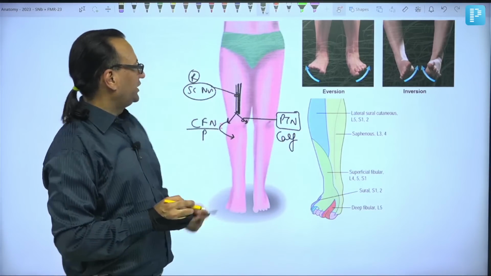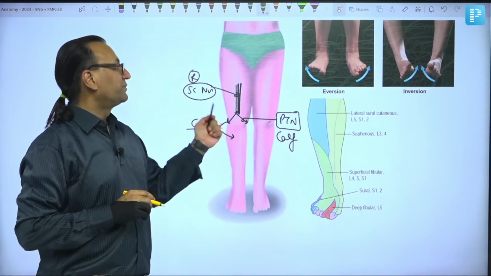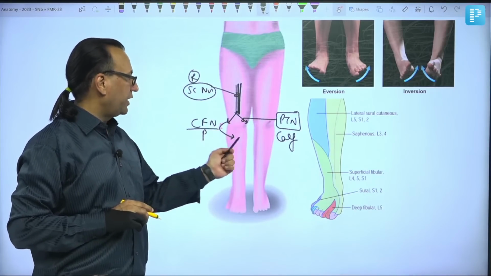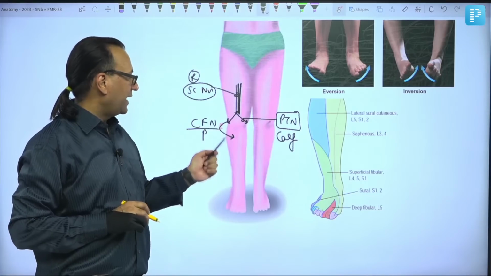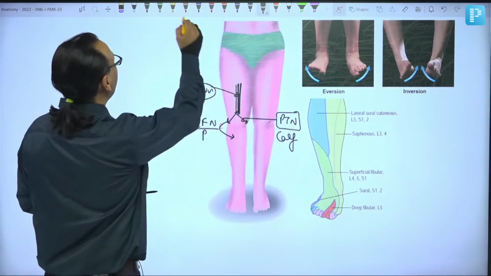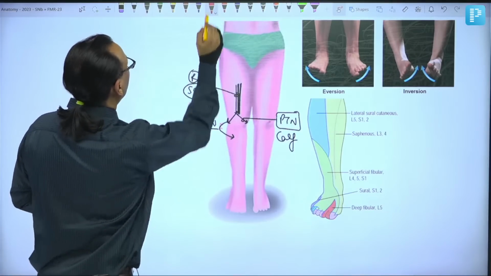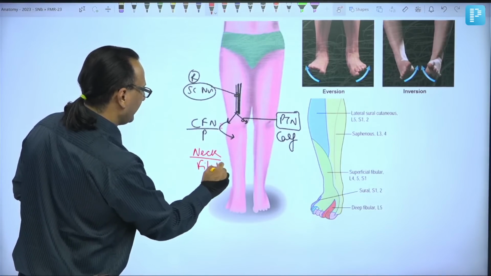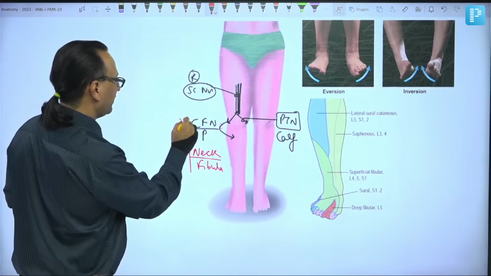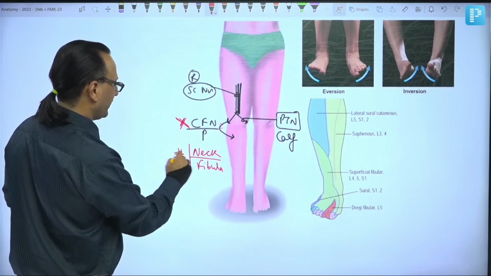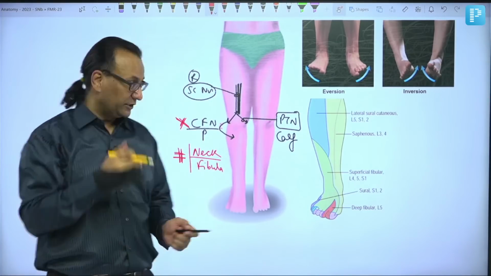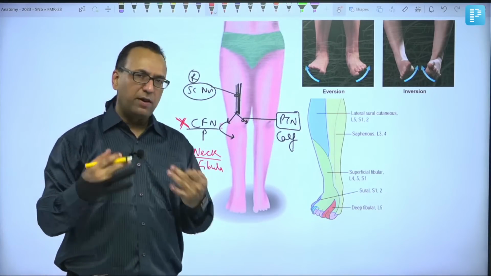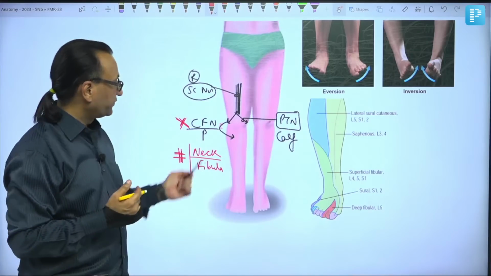So the right sided sciatic nerve in the posterior thigh is giving two branches, and there is the common peroneal nerve, which is also called the common fibular nerve, and it is related to the neck of the fibula. So you should know it is related to the neck of the fibula, and if there is a fracture of the neck of the fibula, this nerve can be damaged, which is the common fibular nerve or common peroneal nerve. Peroneal and fibular are used interchangeably.